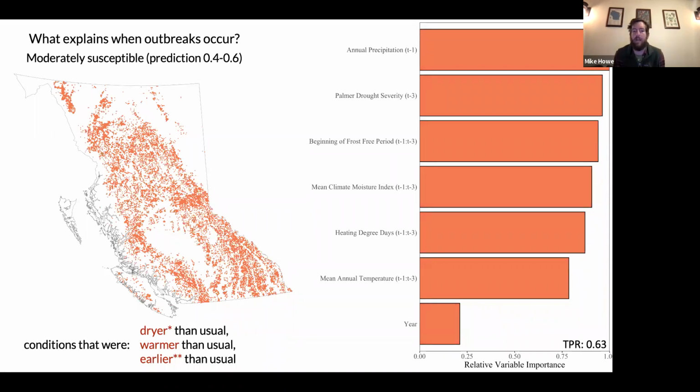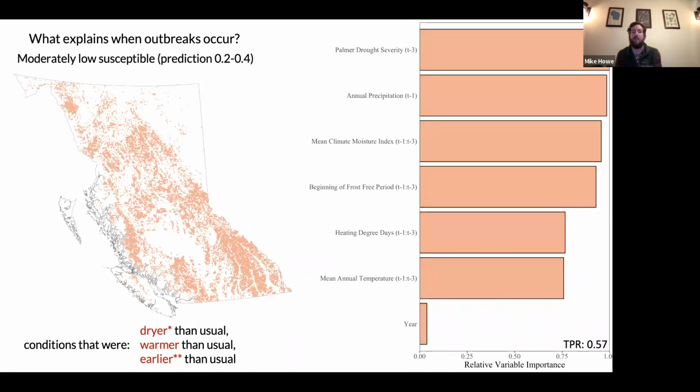As we go to the moderately susceptible areas, our true positive rate, or the amount of power we have in our prediction, starts to go down, but we're still identifying a pretty similar set of predictors, and same with even the moderately low susceptible landscapes. Although drought was implicated as the most important predictor here, again, the predictive power is pretty low. We didn't fit a model for the low susceptible because there were hardly any actual cases of mountain pine or of Western balsam bark beetle in those stands.